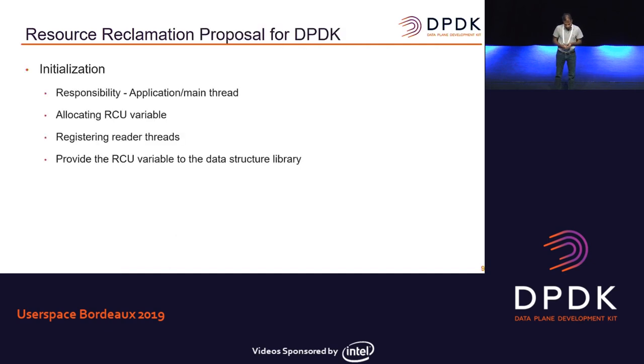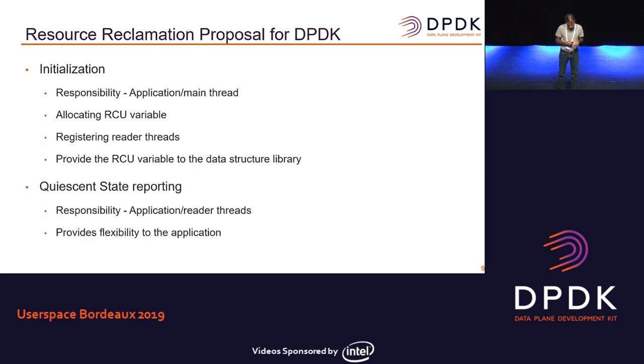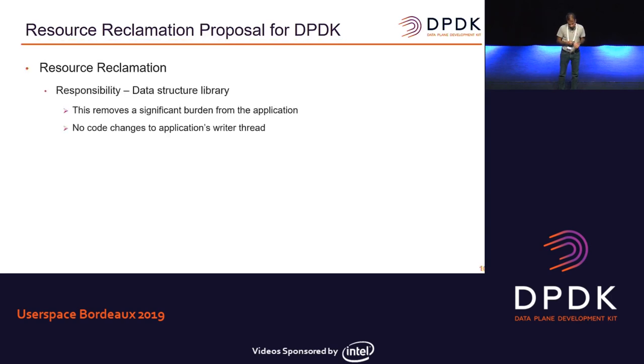So what is the formal process, right? Formal proposal for DPDK. In the initialization part, I would think the responsibility lies with the application or the main thread. It should go ahead and allocate the RCU variable, register the reader threads on that variable, and provide that variable to the data structures to use. Quiescent state reporting, obviously, remains with the reader threads.